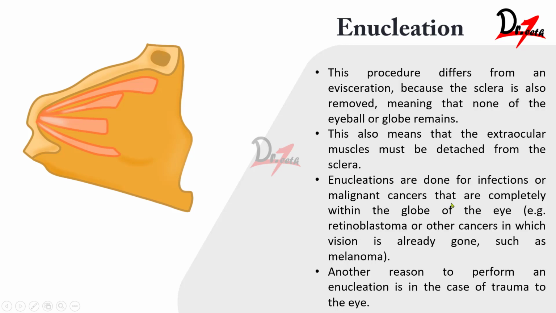Now, in which cases can we do enucleation? Enucleations are done for infections or malignant cancers that are completely within the globe of the eye. Example, retinoblastoma or other cancers where the patient already has lost his vision, like melanoma. Also, enucleation is frequently done in trauma cases.